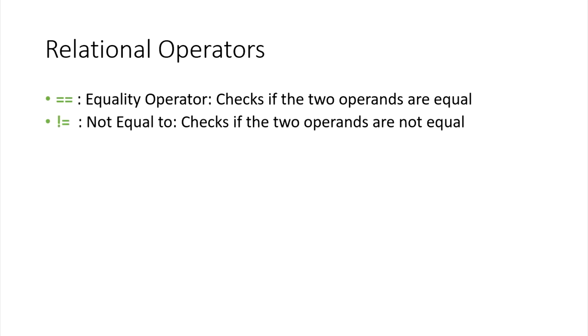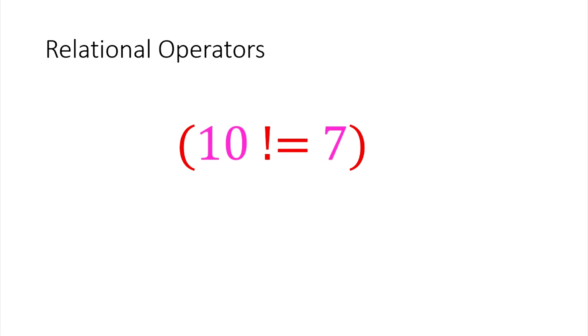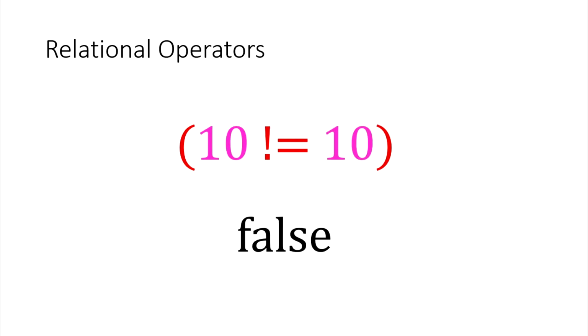The exclamation sign and the equal to sign is the not equal to operator. This operator checks if the two operands are not equal. If the operands are not equal, it returns a true. If they are equal, it returns a false. So, in this example, it returns a true. In this case, it returns false.